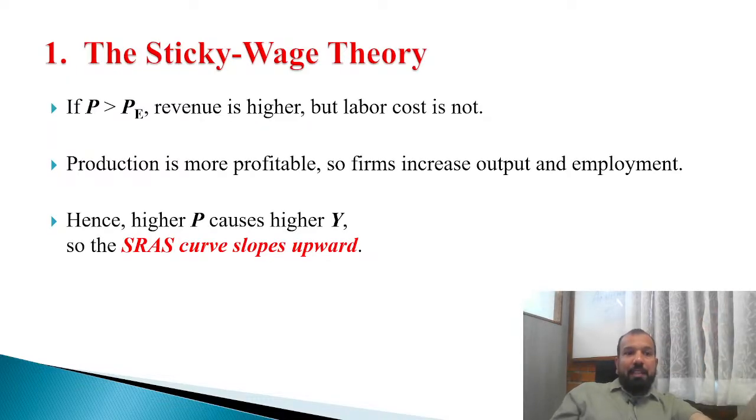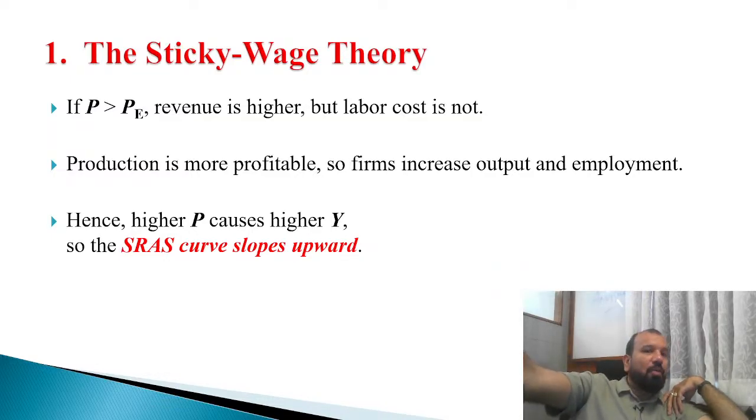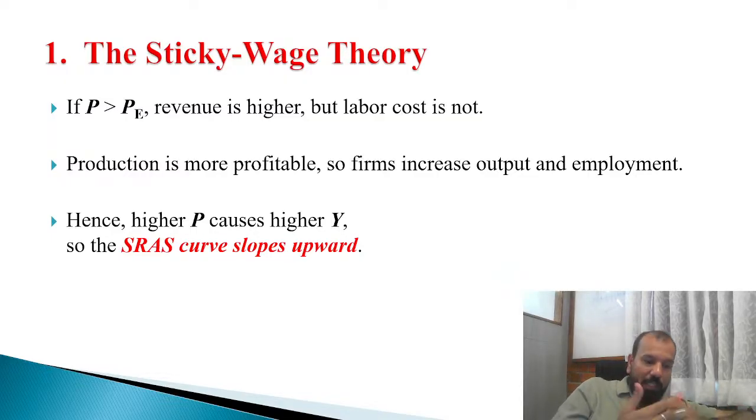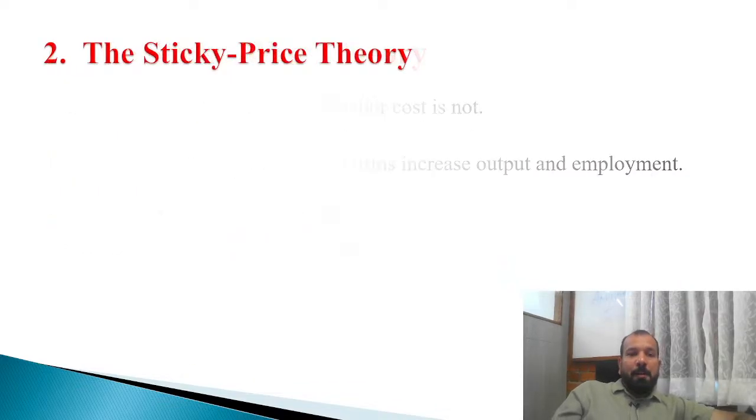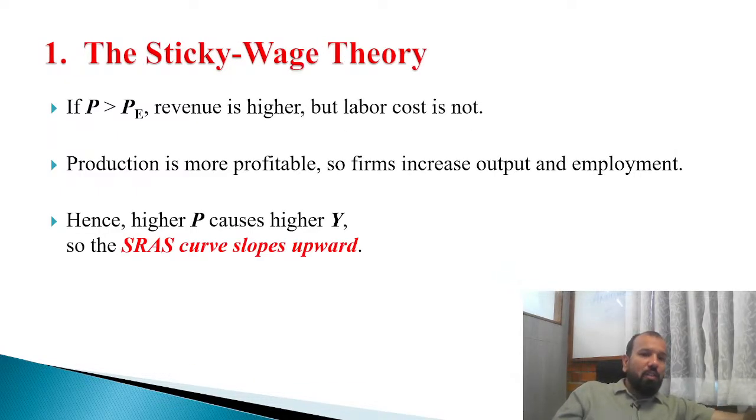So if P is greater than P expected, revenue is higher, but labor cost is not. Production is more profitable, so firms increase the output and the employment. Suppose today, the 10th of May, the price in the market is 10 rupees, and next year the price is going to be 8. So what will you do? As of now, your revenue will be higher, but labor cost is not. Production is more profitable because your other factors remain constant. Firms will try to enjoy more profit, will increase output, and automatically employment will increase. The higher the P, the higher the Y. Y is all about income.